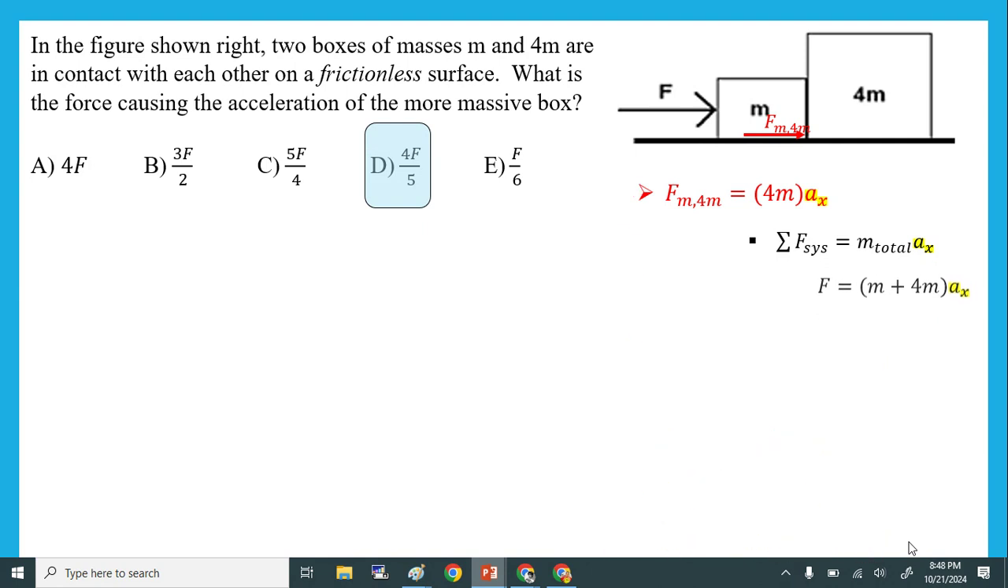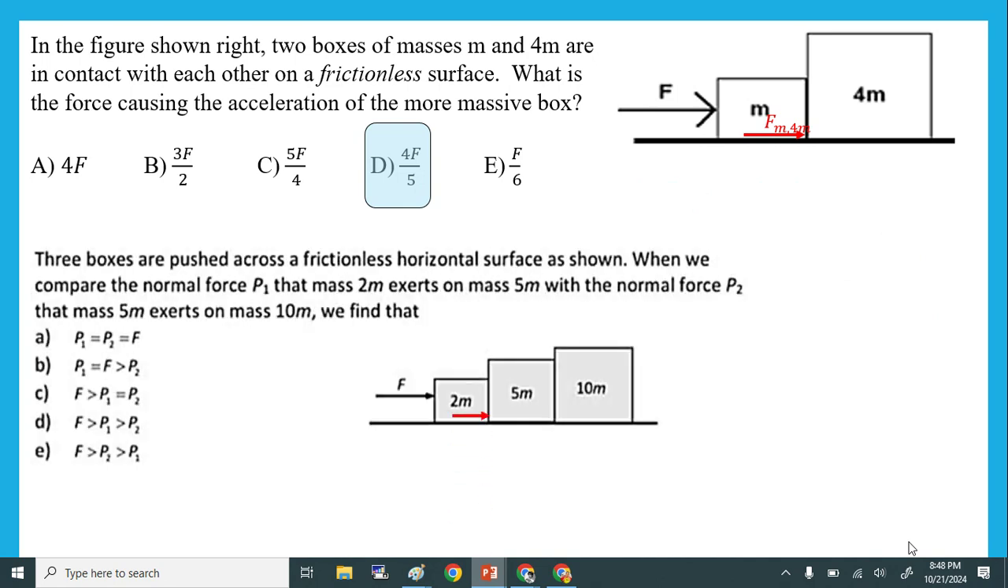All right, so let's go ahead and crack out the next example. The next example here is a system of 3 blocks, 2M, 5M, and 10M. The problem says that it is pushed across a frictionless surface again. It says when we compare the normal force. I want to point out that it says normal force here, but really it's referencing the contact force between the blocks. So it says P1 that M2 exerts on M5.